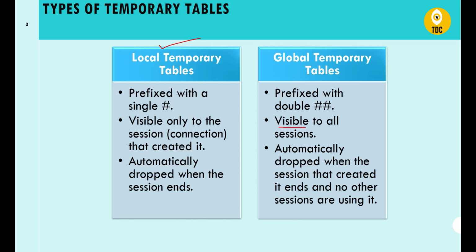And it is automatically dropped when the session ends. In the global temporary table case, it is automatically dropped when the session that created it ends and no other sessions are using it. Basically, because it is a global temporary table, no other sessions should be using it. That's an extra condition that it checks, and only then does it drop the temporary table.